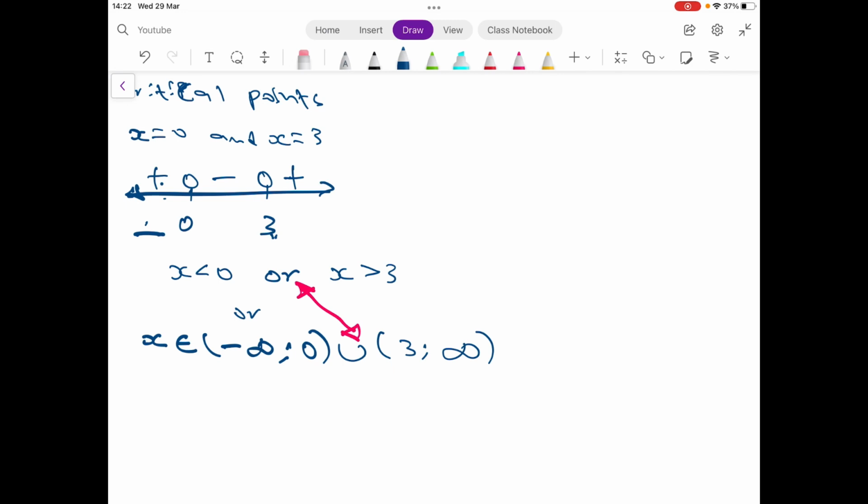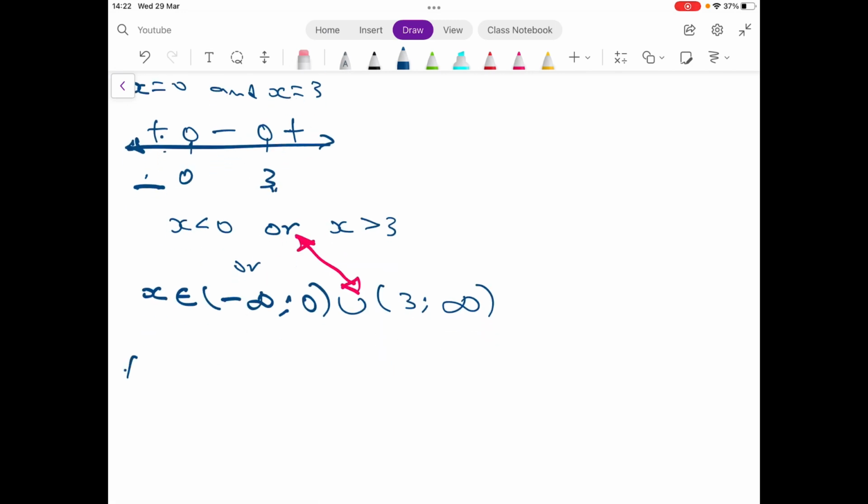Can't, that's not the case. Okay, let's do the last one and avoid the preaching. X plus 2. Okay, nah, that's not the question. Let me write the question. The question is solve for x in this inequality. X plus 2 like that.